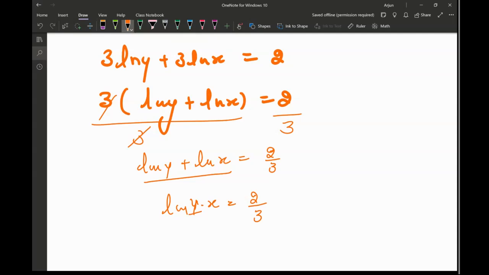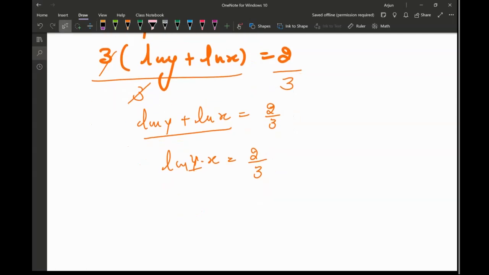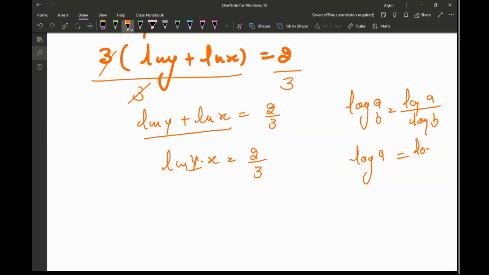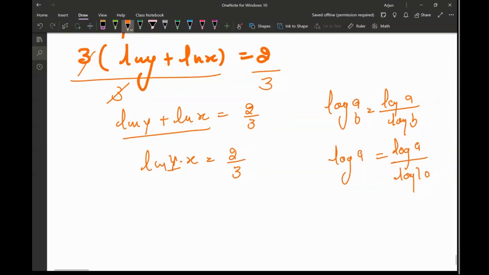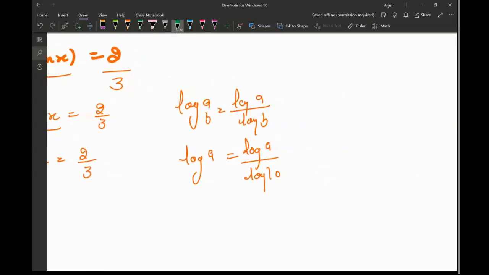Now I'm going to use one of the formulas to simplify this question, because I want to cancel out the ln. Do you remember the log formula, log a divided by b was log a divided by log b? And another thing is, if it is log of a, you can also write it as log of a divided by log of 10. This is one thing which I'm going to keep on using again and again. So there was a base 10.